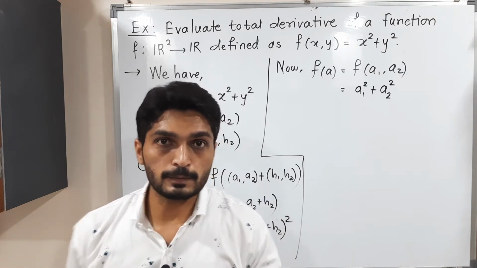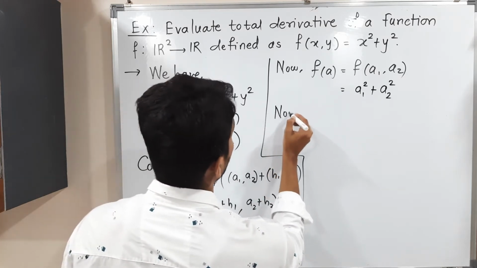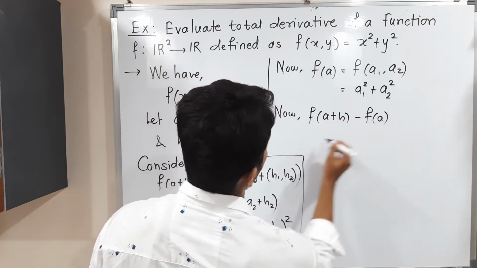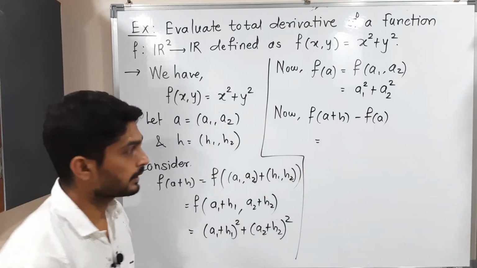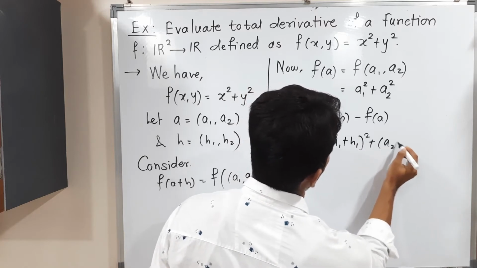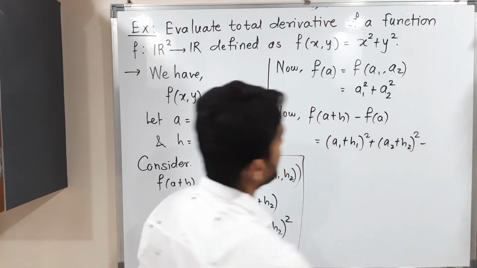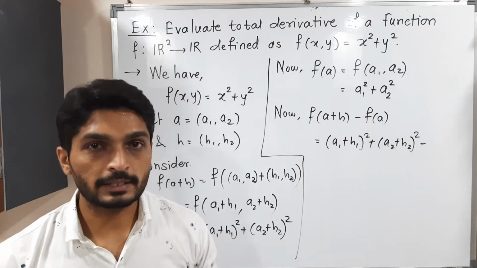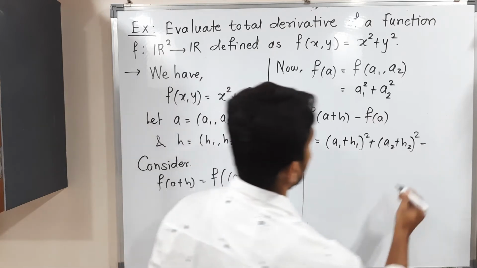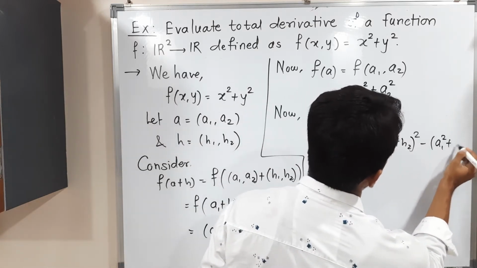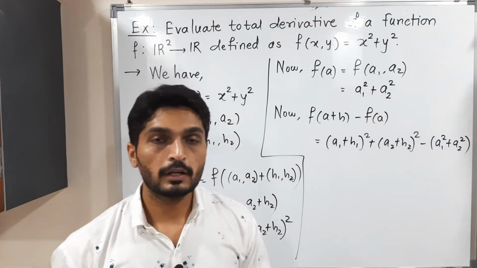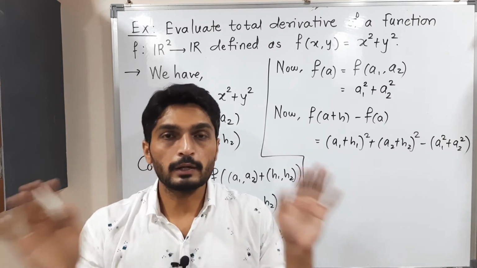Let us find the difference between them: f of a plus h minus f of a. f of a plus h is this one, so (a1 plus h1) square plus (a2 plus h2) square minus f of a, which is a1 square plus a2 square. But see, there is a minus sign outside, so the sign will get changed. First of all, I will write this down; in the next step we will solve the bracket, then the sign will get changed. We have to simplify it.